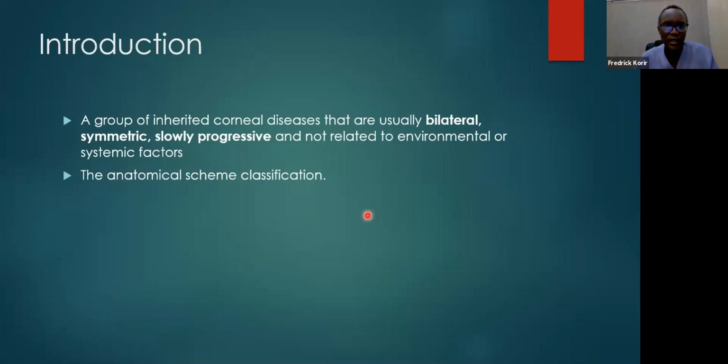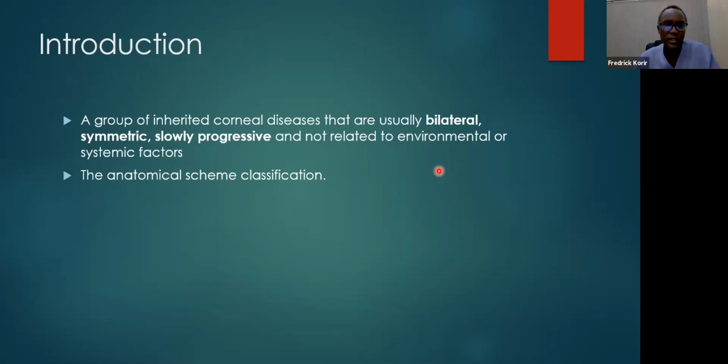A bit symmetrical, and then it's progressive, usually not related to an environmental factor. And sometimes you can relate it, one of their relatives might have it. So most likely you're dealing with a dystrophy. This is the same case when you're dealing with the retinal dystrophies: bilateral, symmetrical, slowly progressing, and tends to run in the family. That's the definition.